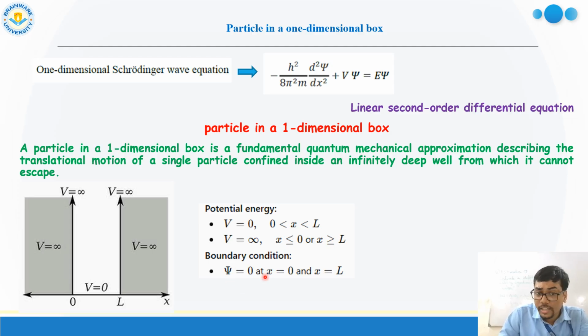So what is the boundary condition? Here we assume that at x equal to 0 and at x equal to L, that is at the boundary, the wave function is 0. That means the particle does not exist there. So the particle exists between 0 to L, and due to this infinite potential barrier, this particle cannot escape from here. So this is the assumption for the particle in a one-dimensional box, and here basically we are talking about the translational motion of the particle.